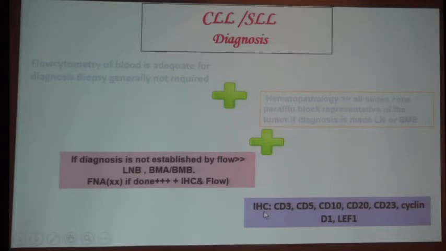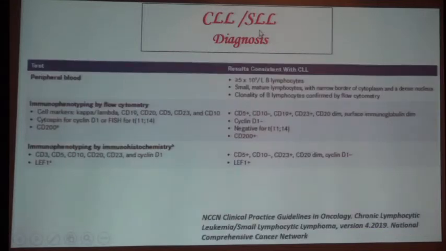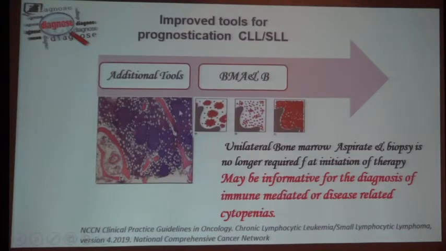This is the panel accepted for the immune stain for the lymph node: a pan-T marker, as well as CD5, which is usually expressed on the same B clone, CD20, and CD10 to rule out follicular lymphoma, CD23 to prove that it's the same clone of the CLL, and cyclin D1 to rule out mantle cell, as well as LEF1, which is there in the CLL and not in the mantle cell. And this is the NCCN guideline. They do the peripheral blood, followed by phenotyping, and then immunophenotyping and immunohistochemistry to be diagnosed.